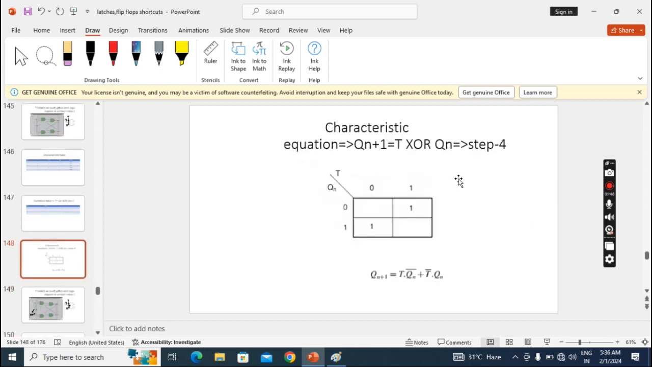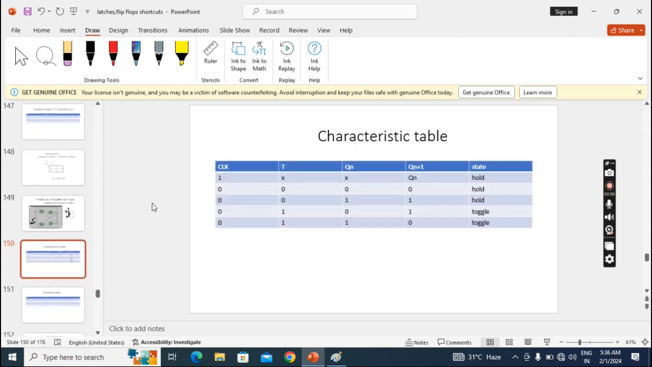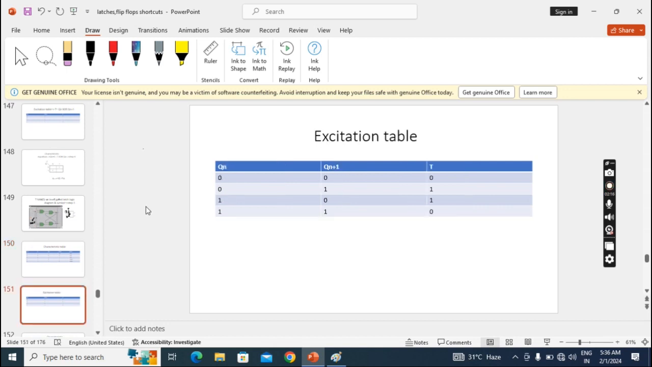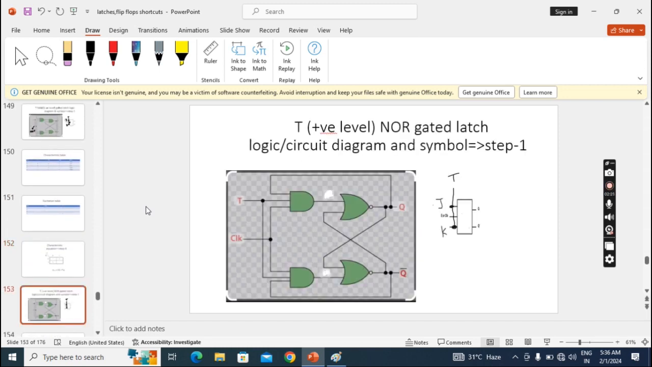And this is the characteristic equation. Here also we are getting Qn plus 1 equal to T XOR Qn. Right. Now we'll see negative level with the NAND latch part. Here we use this bubble and here not gate, and in the characteristic table here we write 1 and here zeros. Remaining everything is the same as previous. Excitation table and characteristic equation are the same as previous.